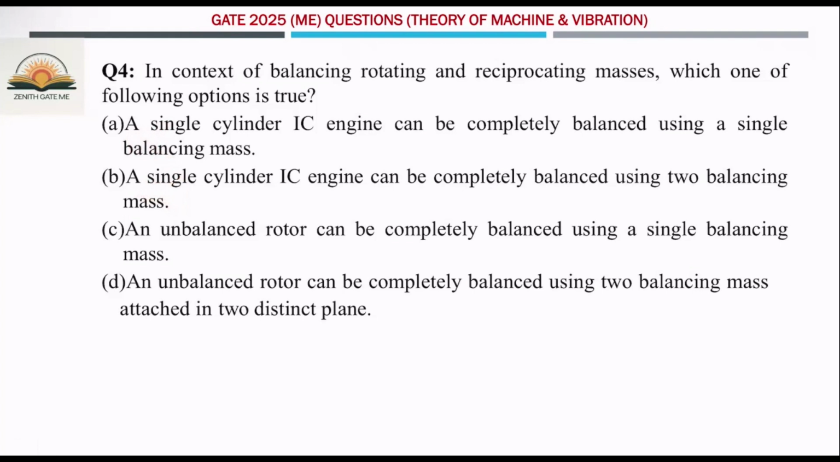Now the C option is talking about complete balancing, so complete balance cannot be possible in reciprocating masses. An unbalanced rotor, that means the rotating masses, can be completely balanced using a single balancing mass. Yes, this is only possible when the rotors are rotating in the same plane. When they are rotating in different planes, then two balancing masses are needed, so they can be attached in two distinct planes. So the most appropriate answer for this question is that an unbalanced rotor can be completely balanced using two balancing masses when they are attached in two distinct planes. And that is nothing but dynamic balancing.